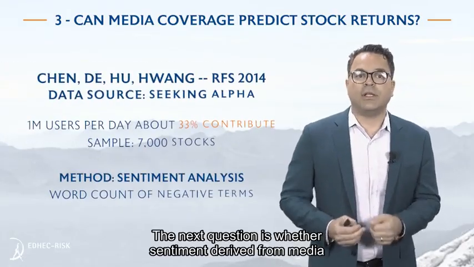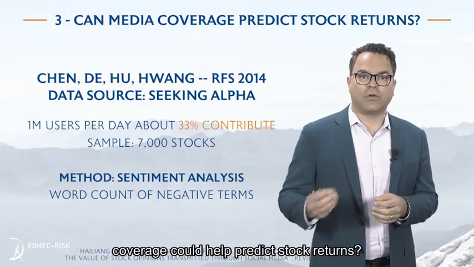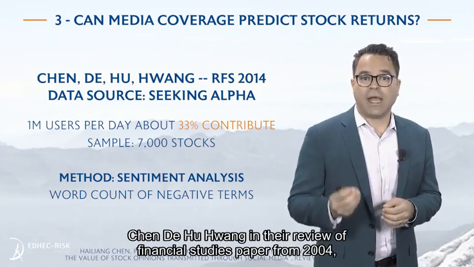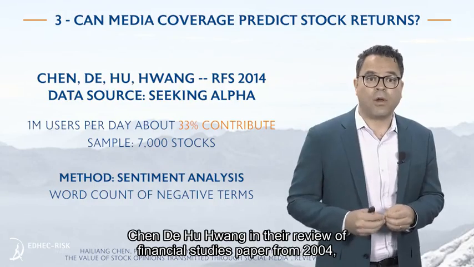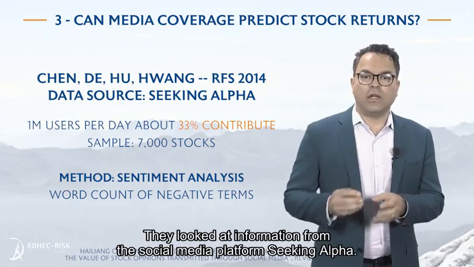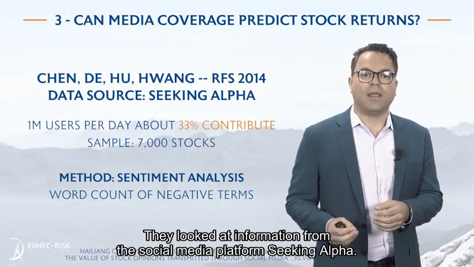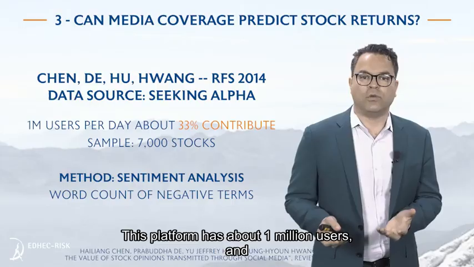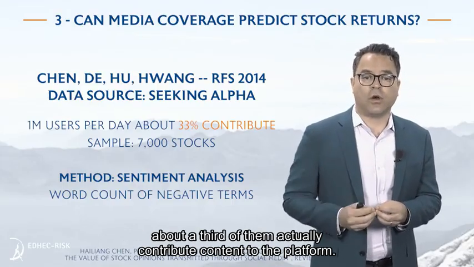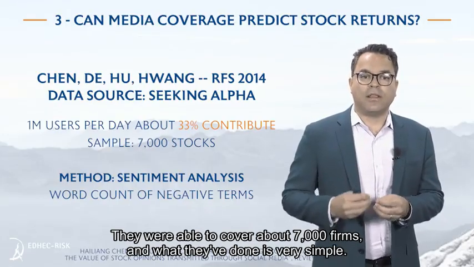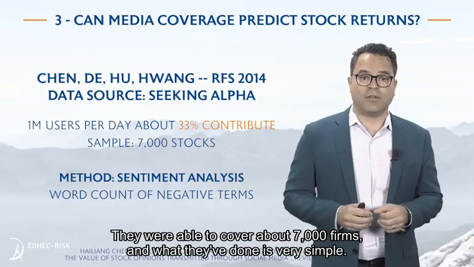The next question is whether sentiment derived from media coverage could help predict stock returns. Shen, Yu, and Zhao, in their Review of Financial Studies paper from 2024, addressed that question. They looked at information from the social media platform Seeking Alpha. This platform has about 1 million users, and about a third of them actually contribute content to the platform. They were able to cover about 7,000 firms, and what they did was very simple.